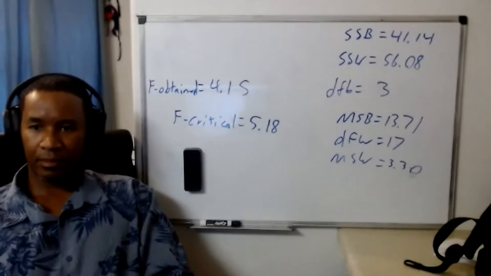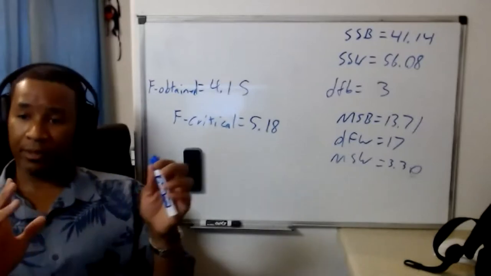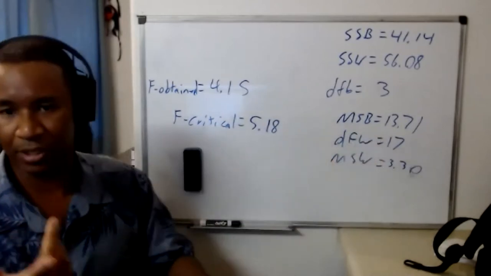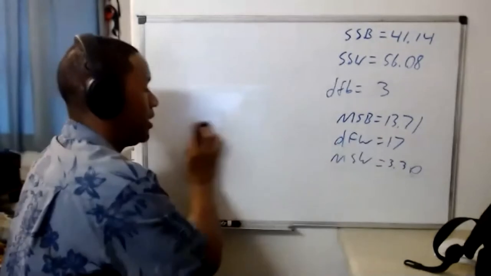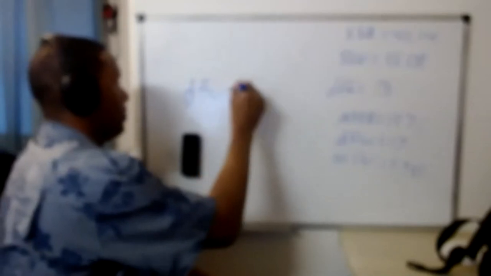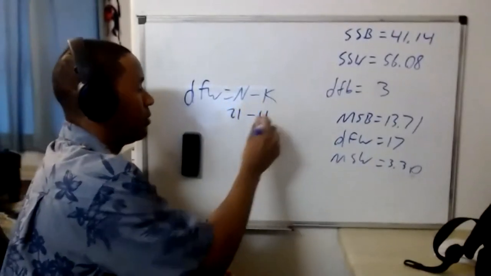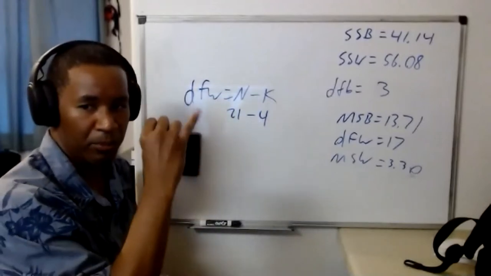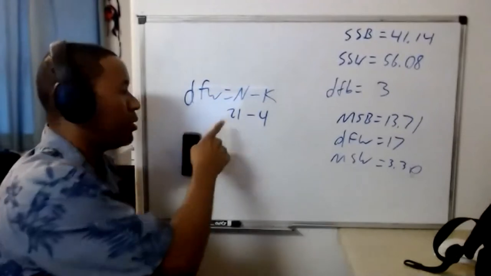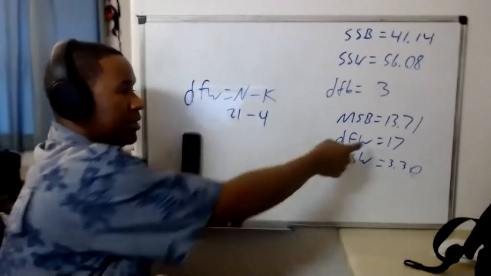Where did the 17 come from? That's the DFW. All we did to find the DFW was take N minus K. So that's the formula. Our N was 21 and our K was 4, where K is the number of samples we had: white males, black males, white females, black females. We had 4 samples and 21 total people in the sample. So 21 minus 4 gave us 17. Okay. Other questions?